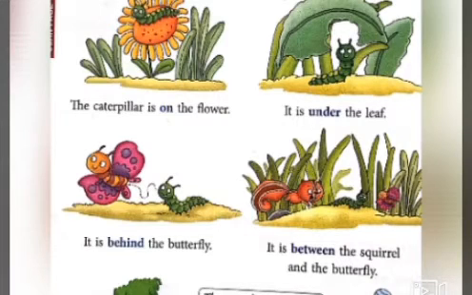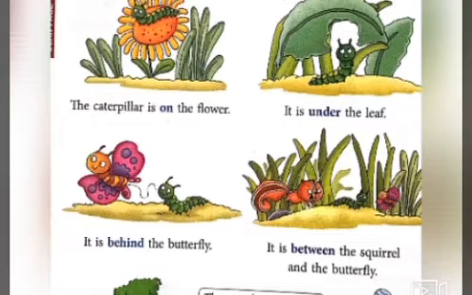Then in the next picture, it is under the leaf. Now here, where is the caterpillar? It is under the leaf. So the word under is a preposition. Why? Because this word tells us where exactly the caterpillar is.